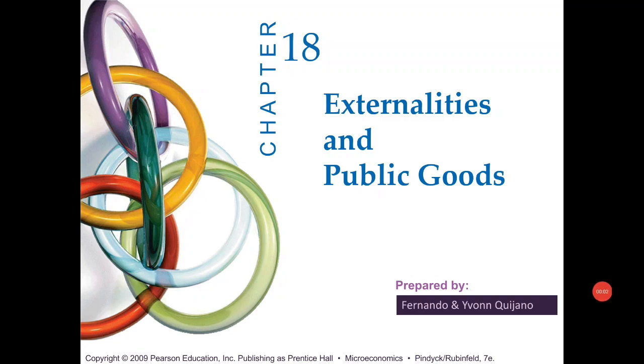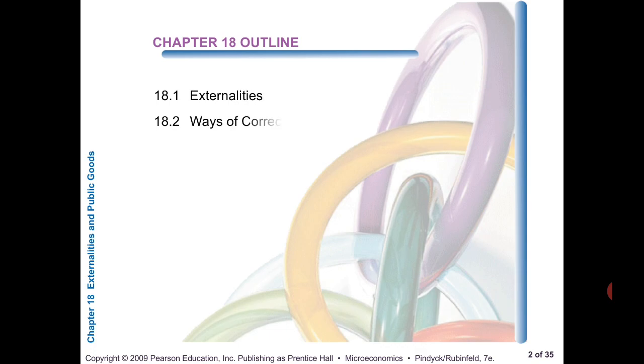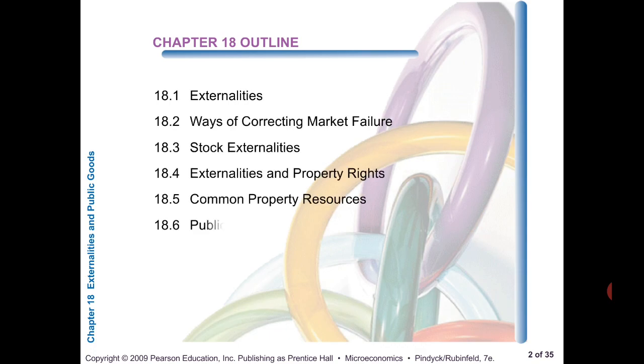Hello students, this is chapter 18 from Microeconomics, Pindyck and Rubinfeld: Externalities and Public Goods. There are 7 subsections in this chapter. We will review the concept of externalities all the way to public goods.